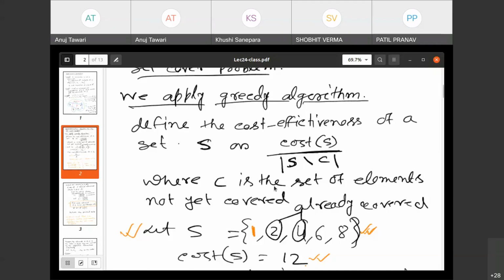So C is the set of elements which are already covered, and we are looking at S minus C. What I wanted to say was that S minus C is the set of elements not yet covered.